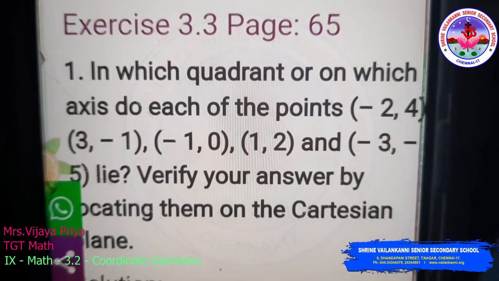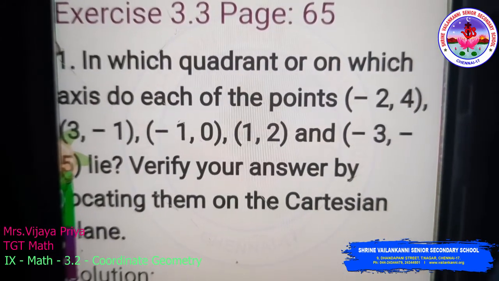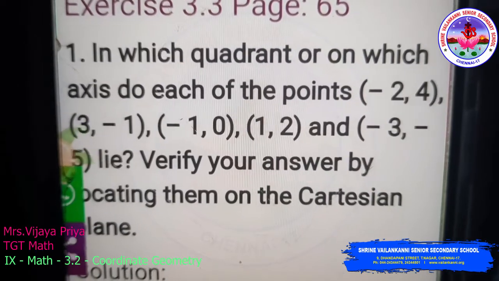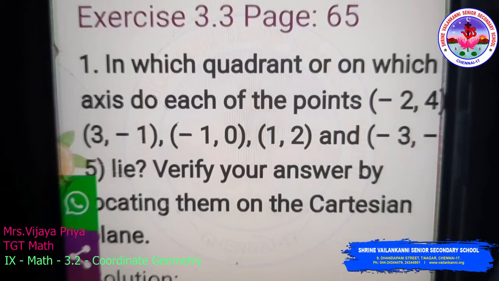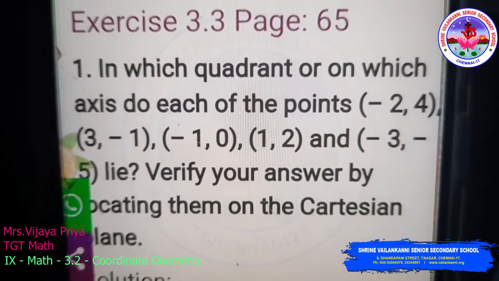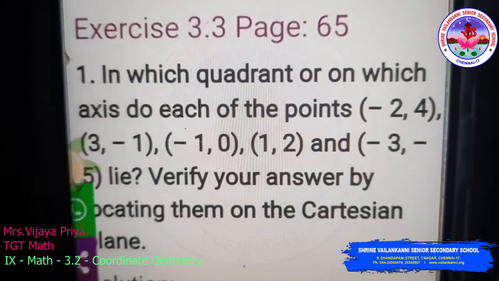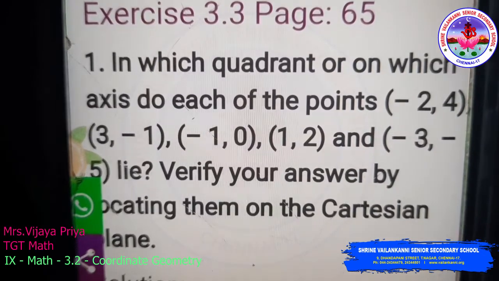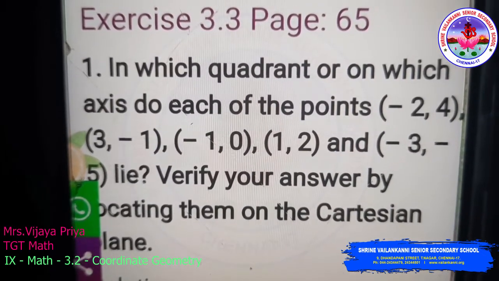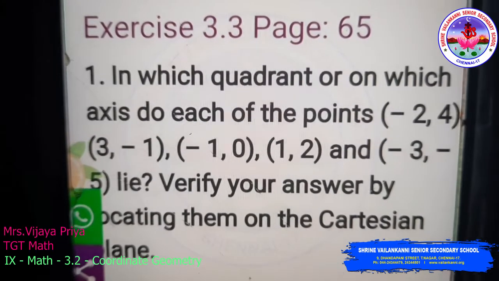The first problem: in which quadrant or on which axis do each of the points (-2, 4), (3, -1), (-1, 0), (1, 2) and (-3, -5) lie? Verify your answer by locating them on the Cartesian plane. So I am going to locate these points in a graph.